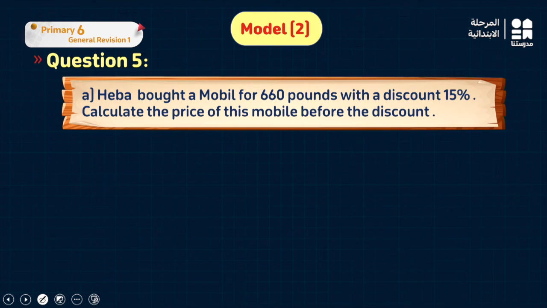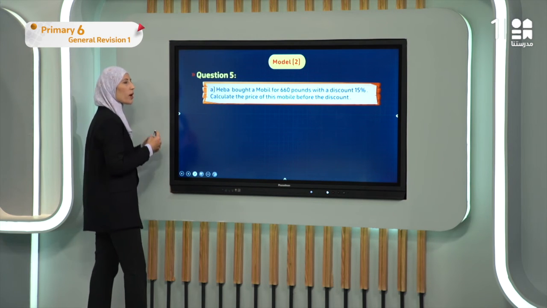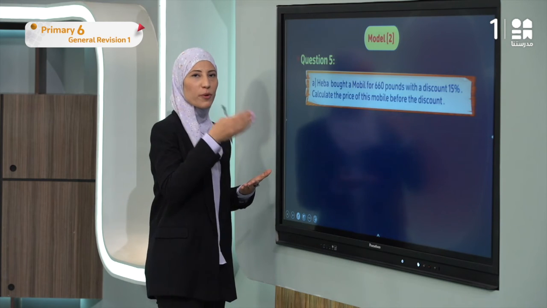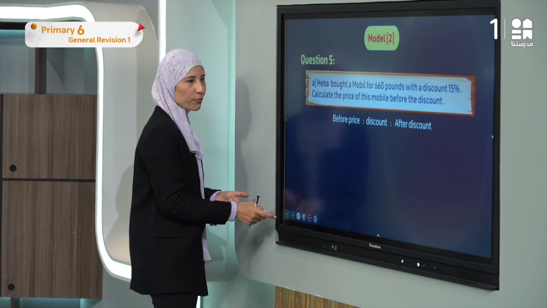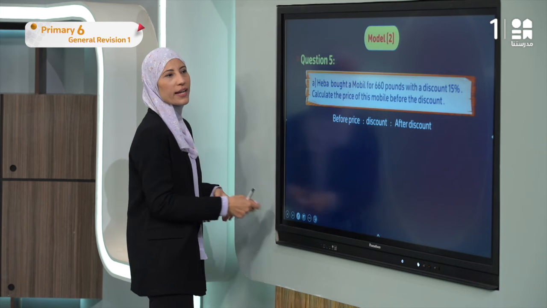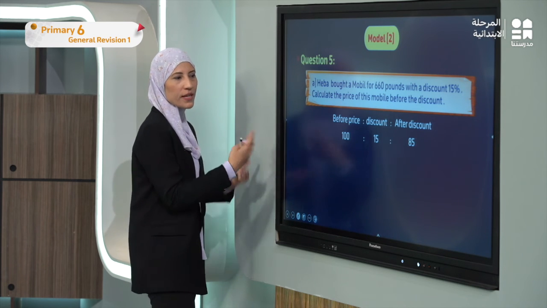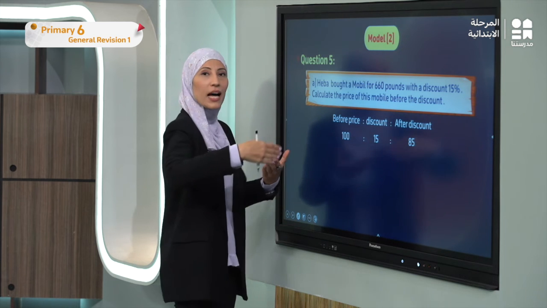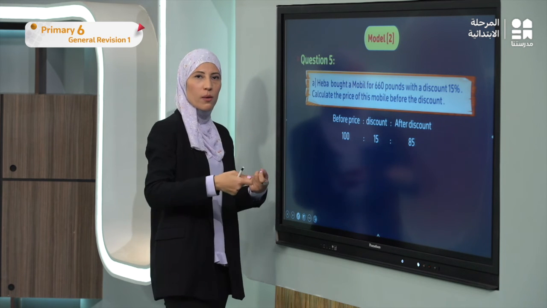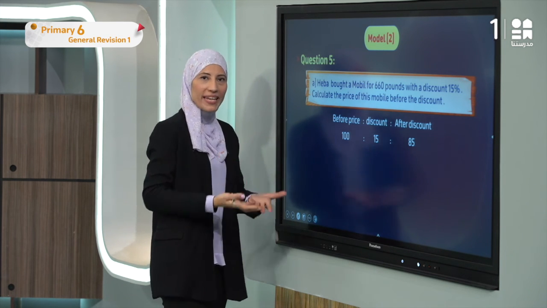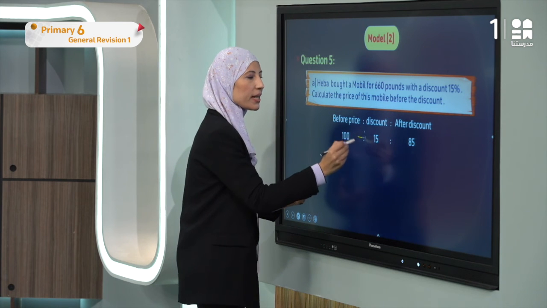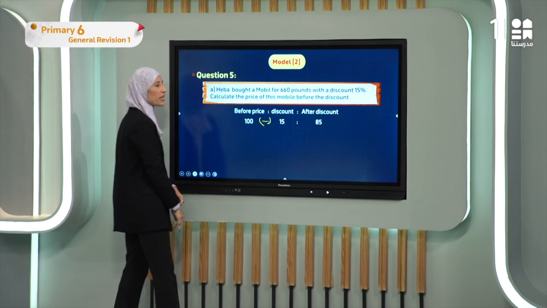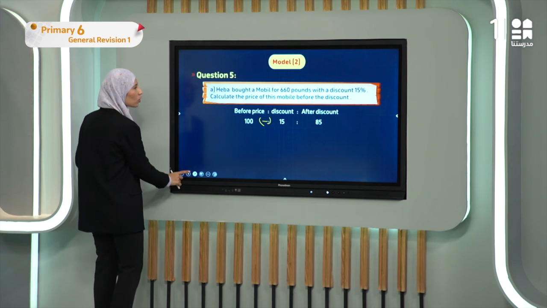Hiba bought a mobile for 660 pounds with a 15% discount. Calculate the price of this mobile before the discount. So he wants the real price before the discount. I will write my form: before discount, discount, and after discount. My percentage line is 115 percent. This is a discount, so my paying money will go down. I will pay less, so I will use minus. I will do 100 minus 15, which gives me 85. Then I will write my real value.